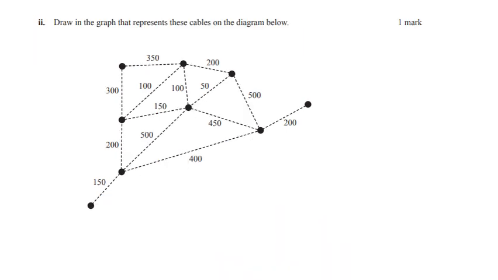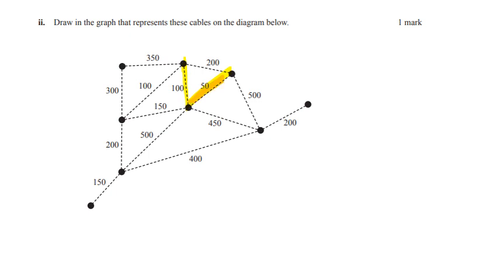Okay, so now we know we need to do a minimal spanning tree. We've got to draw that onto the graph. You can do this in a number of ways. Let's do the proper Prim's algorithm. Let's look for the lowest number. That's 150. What's the lowest number, not 150, it's 50. What's the lowest number connected to the 50? It is 100.